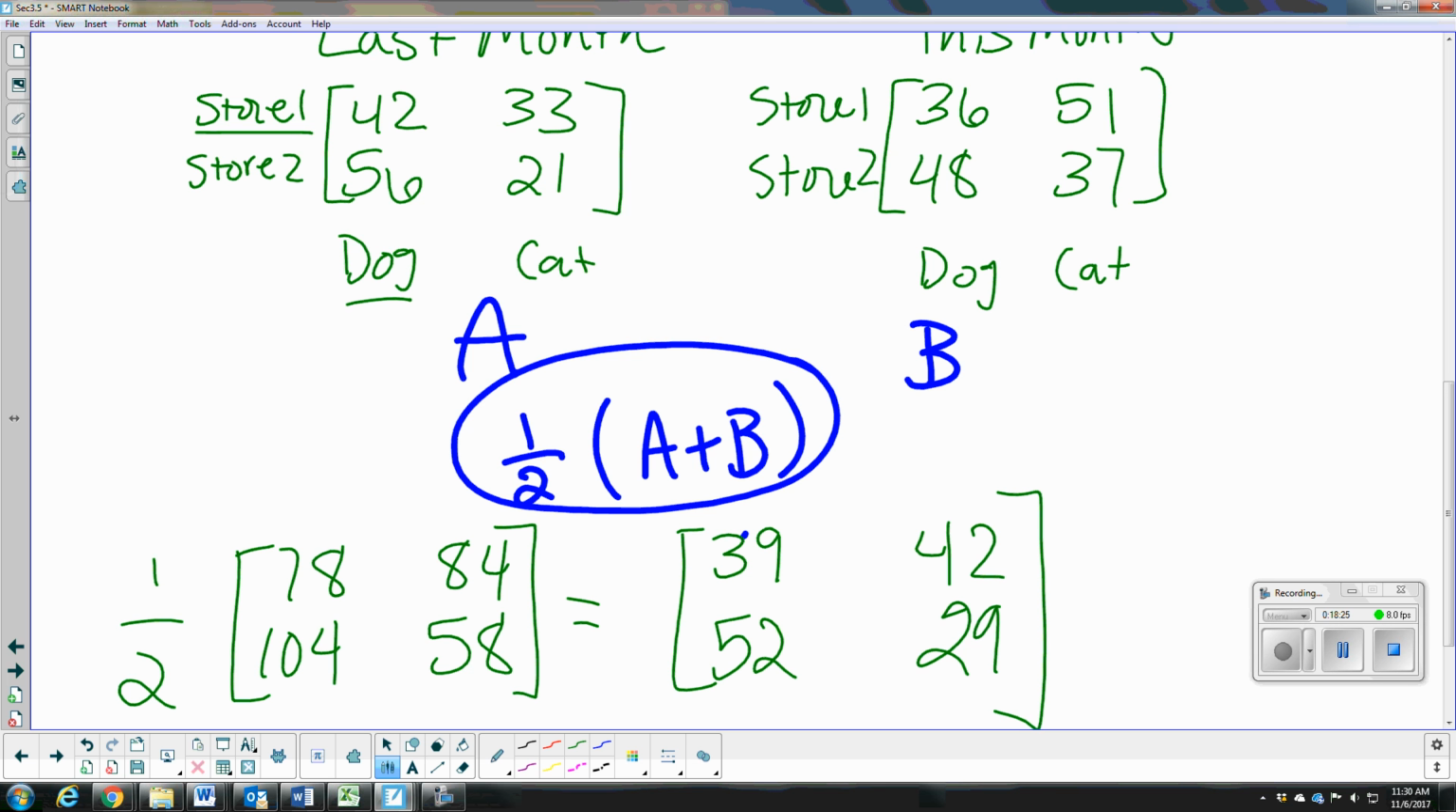So that says, this is store 1, this is store 2, this is dogs, and this is cats. So our average monthly sales for store 1 for dogs is 39. Average monthly sales for store 2 for dogs is 52. Average monthly sales for store 1 for cats is 42. Average monthly sales for store 2 for cats is 29.